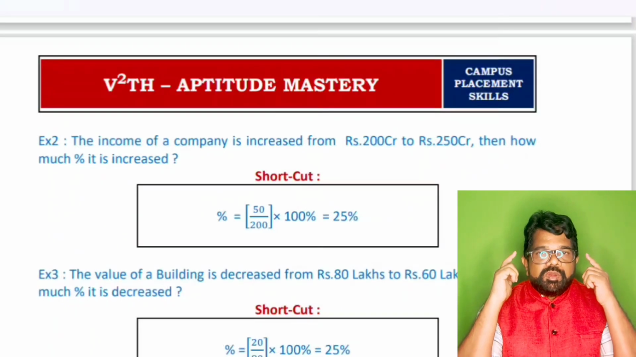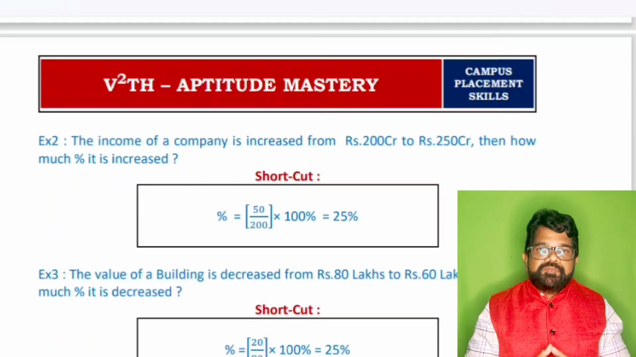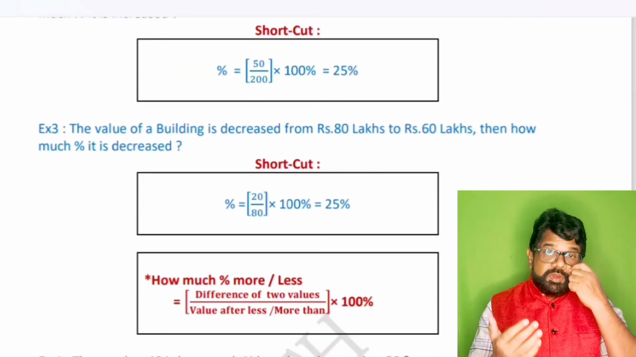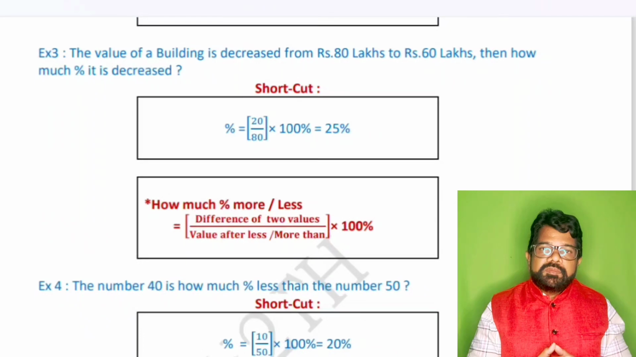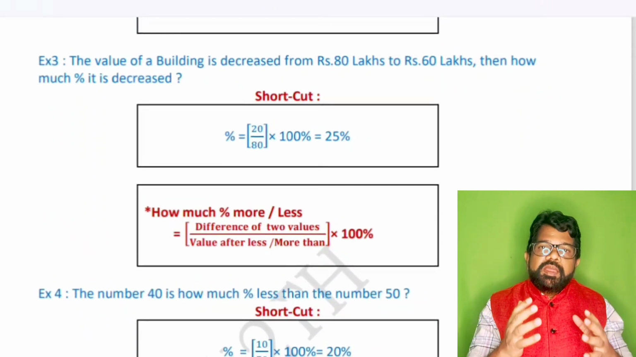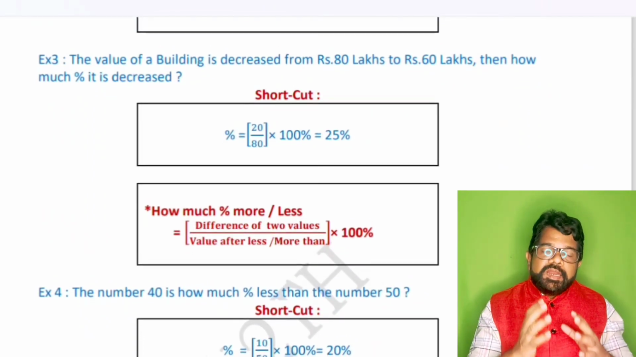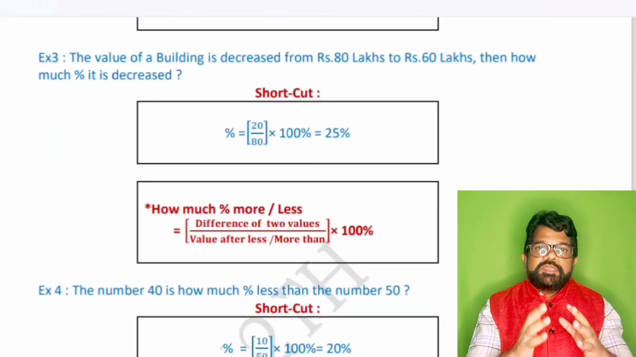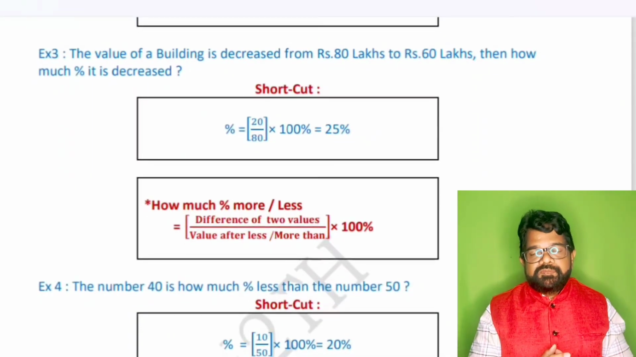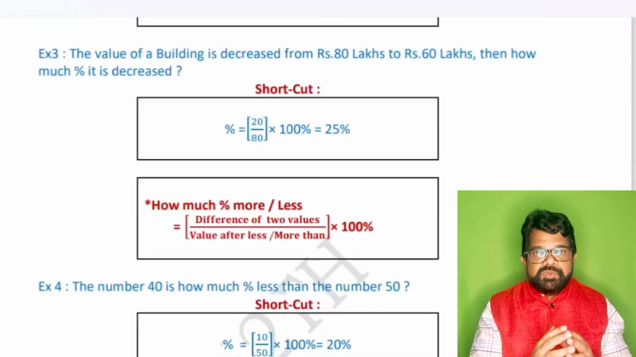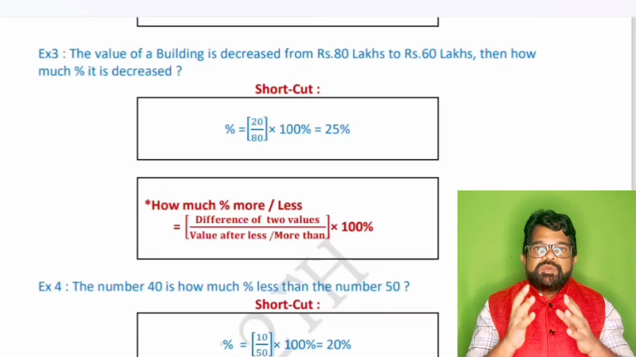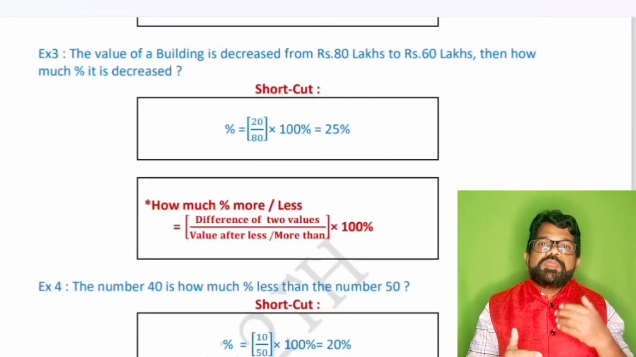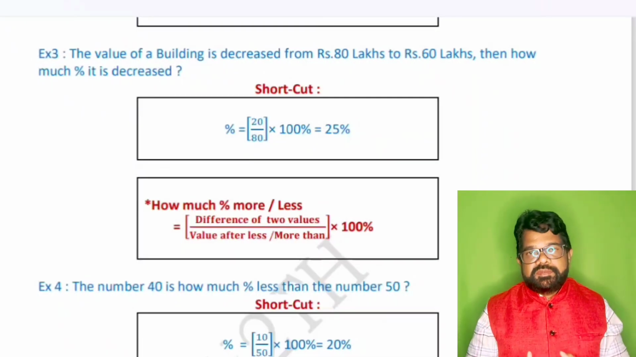That keynote you have to put in your mind by practicing. Now see another example, example 3. The building value is decreased from 80 lakhs to 60 lakhs. Then how much percent has it decreased?